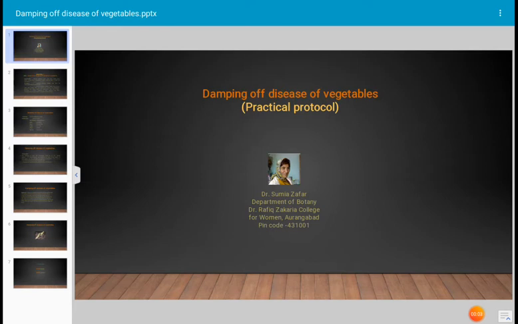Today's topic for discussion is a practical protocol of plant pathology. Let us discuss the practical of damping off disease of vegetables. It is one of the very common diseases in Marathwada as well as throughout India, and it is a cosmopolitan disease throughout the world. Damping off is very common because every country grows vegetables. And let us see what we have to do during this practical.